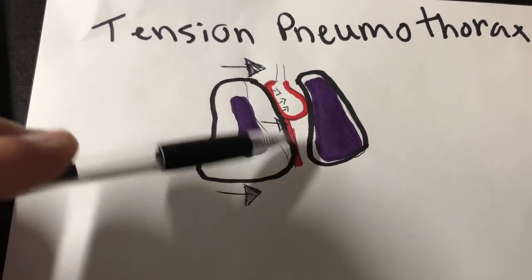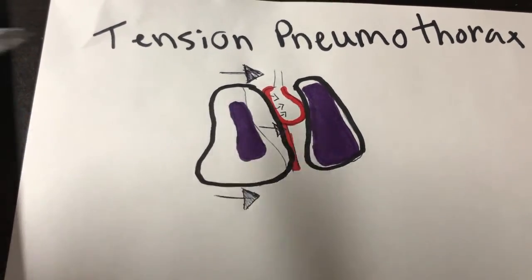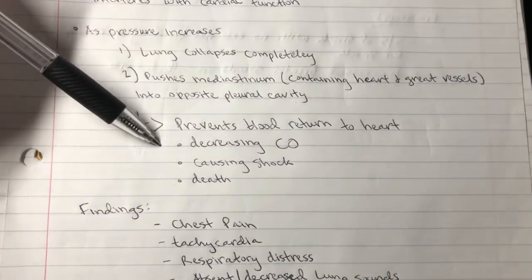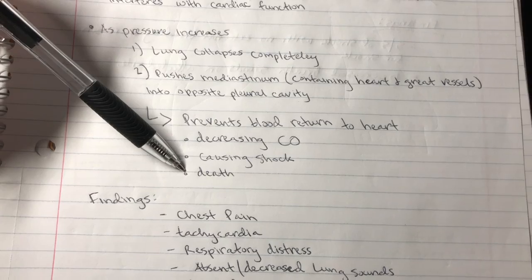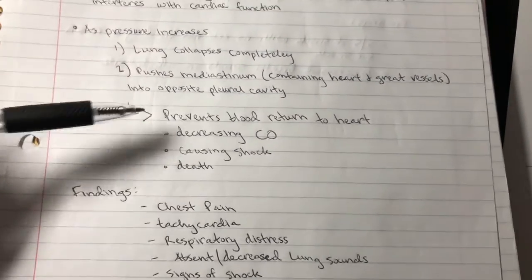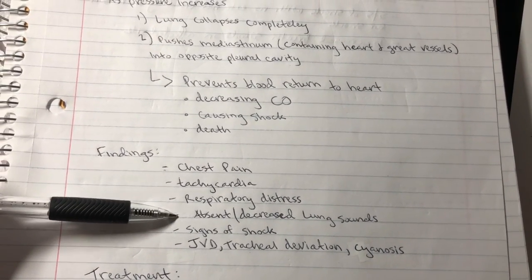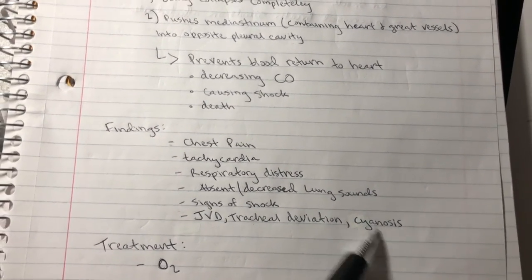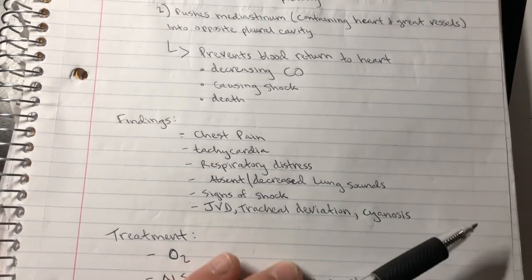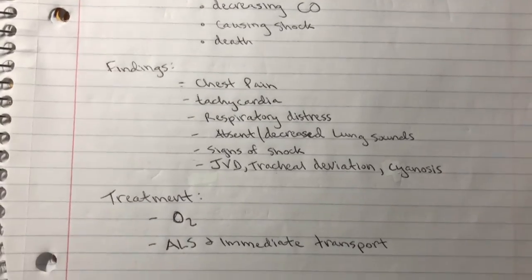and so what this is doing is it's pushing on this vena cava, which technically is going to be a little darker, because it's deoxygenated blood, but it's going to be causing a lot of cardiac dysfunction, and it prevents the blood return to the heart, which decreases cardiac output, and it causes shock, and then eventually death. So some findings with that are chest pain, tachycardia, which is a fast heartbeat, respiratory distress, absent or decreased breath sounds, signs of shock, jugular vein distension, tracheal deviation, cyanosis, but these aren't always present, and tracheal deviation is a late sign, so if you see that, there's definitely a lot of problems going on.